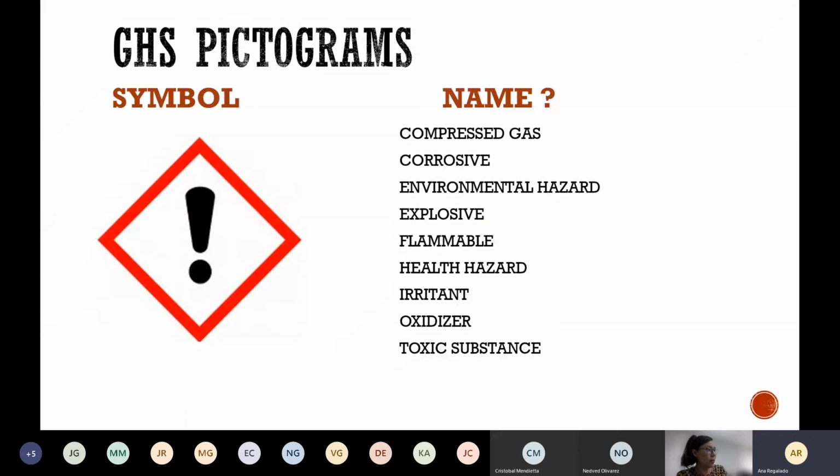Let's move on to the third one. This one, in my opinion, is not super obvious, but let's see if you can guess what it's called. Explosive? Take a guess. Irritant? Irritant, yes. Very good. Yes, it's irritant.